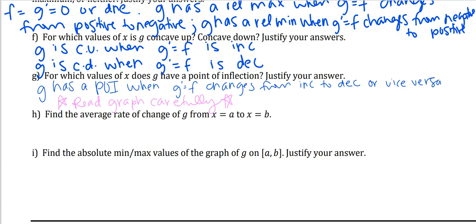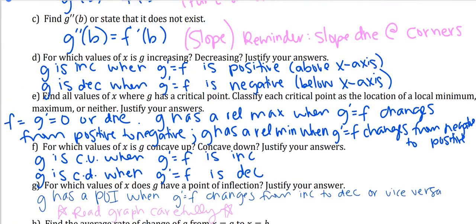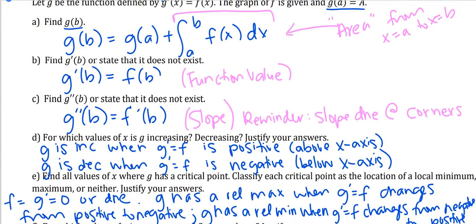Part H, find the average rate of change of G from x equals A to x equals B. So remember, average rate of change on G, that's G of B minus G of A all over B minus A. And remember how we found G of B. If you need it, we did that in Part A.